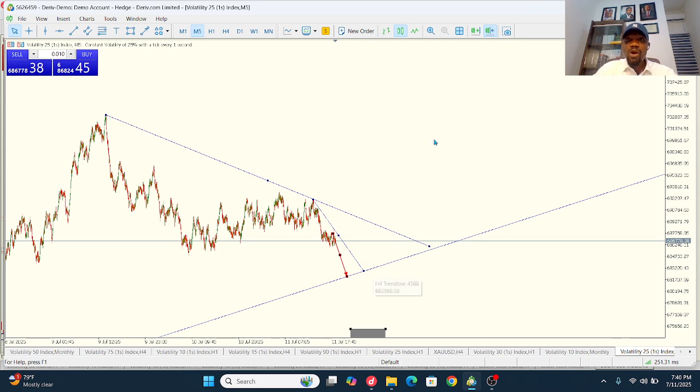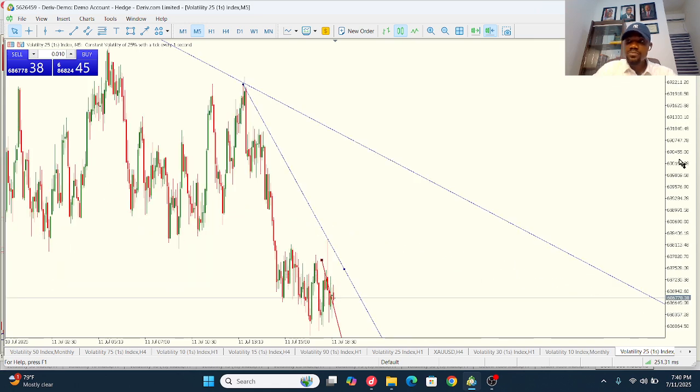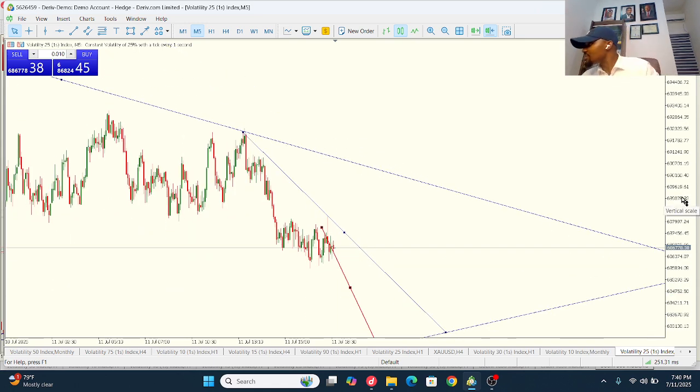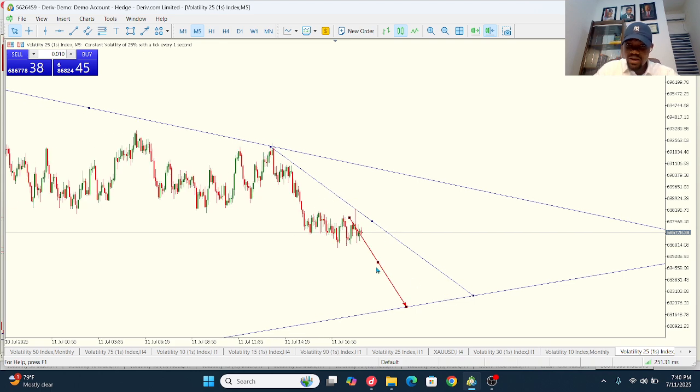So before I will buy, I have to make sure that the downtrend that will be happening here in M5 has ended. How? By breaking out of this trend line. Because right now there is no agreement between the lower time frame and the higher time frame.